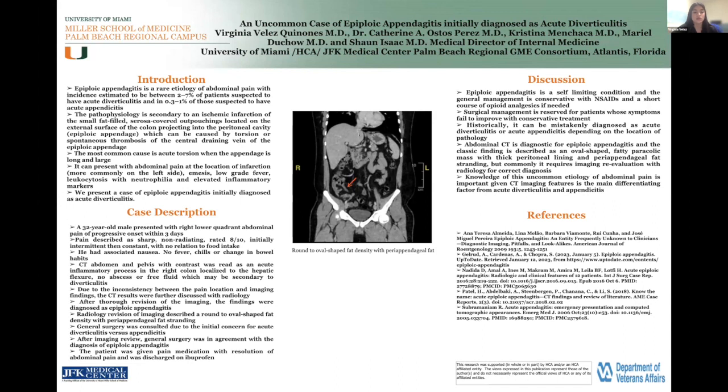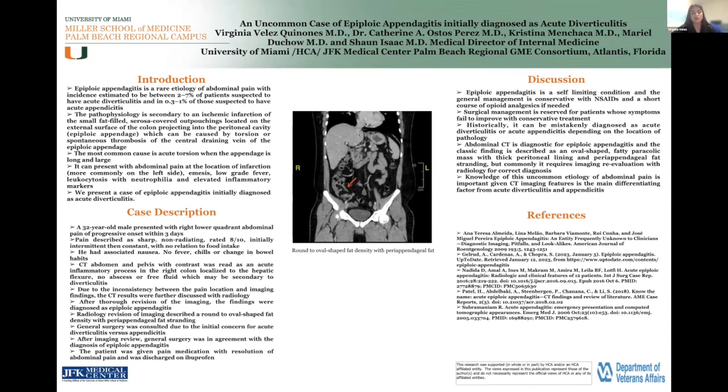This was a 32-year-old man who came in with right lower quadrant pain. He said it was progressive in onset over 3 days. He described it as sharp, with no radiation. It was 8 out of 10, initially intermittent and then constant. It had no relationship with food intake. He had nausea as well, but he denied any fevers, chills, or change in his bowel habits.